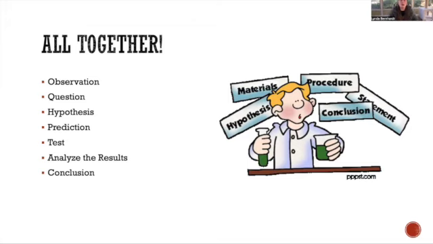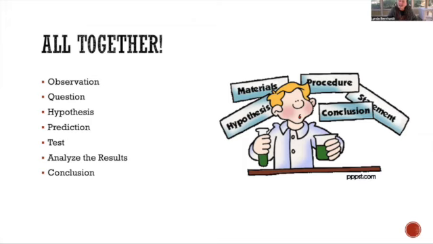So, altogether: observation, question, hypothesis, prediction, test, analyze the results, conclusion. These are 7 steps. And in every single test, this will be worth 8 points because you will get 1 point for each step and 1 point for putting them in the right order.